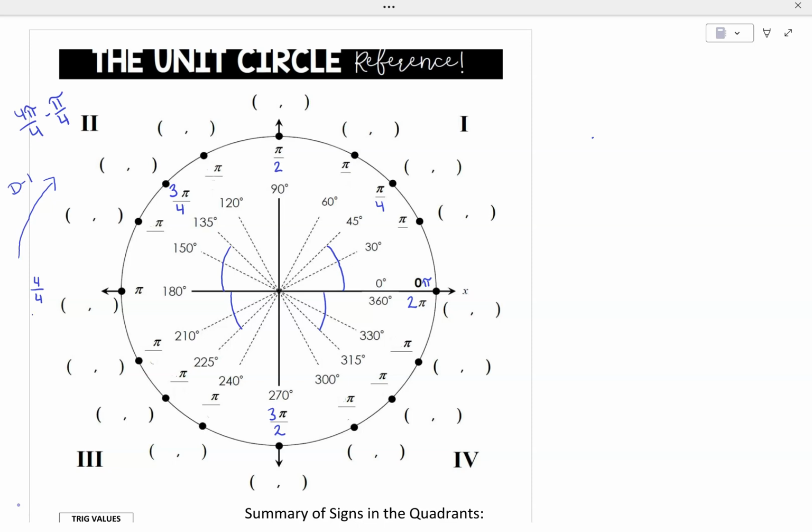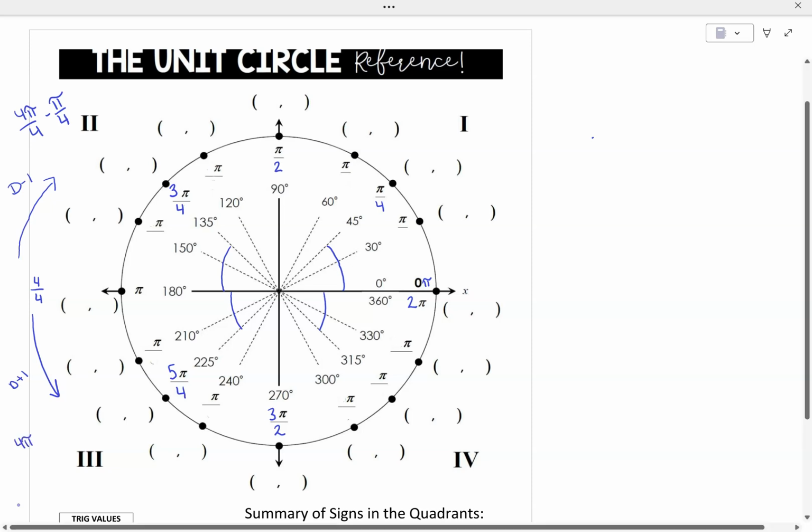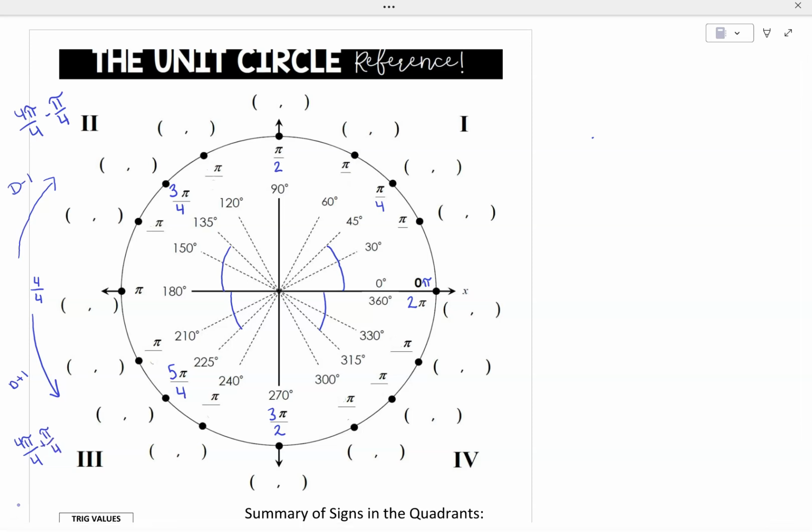When you go to quadrant 3, you're going forward. So it's denominator plus 1. So the denominator is a 4, so this will be 5 pi over 4. Same thing: pi over 4 plus pi over 4 gives you 5 pi over 4.